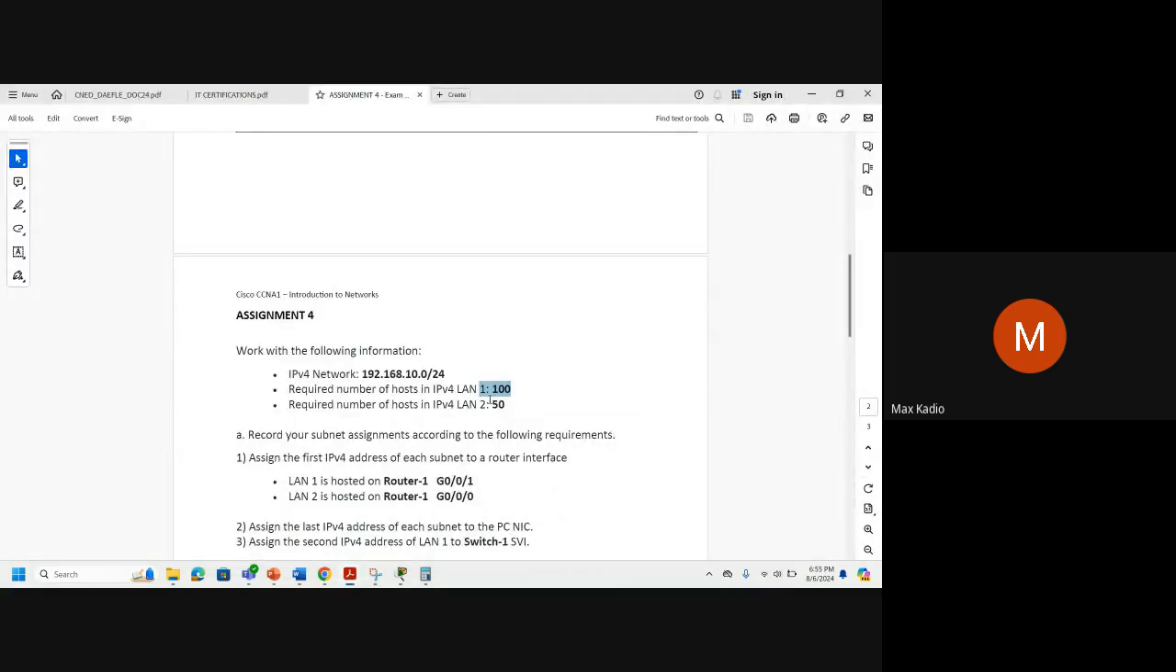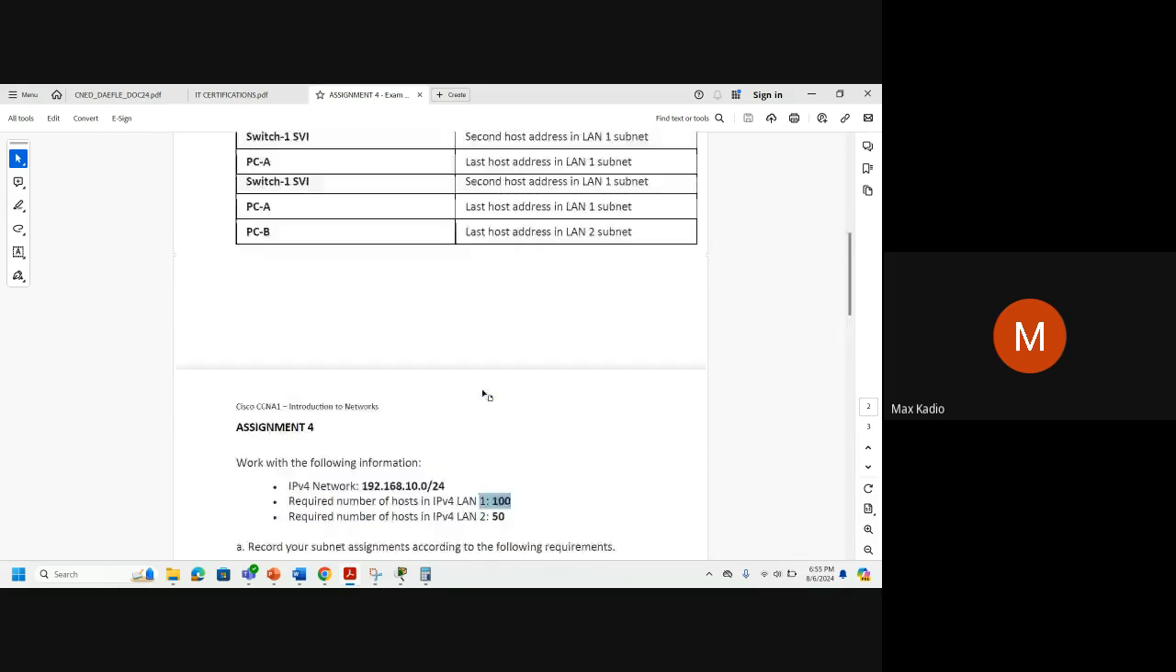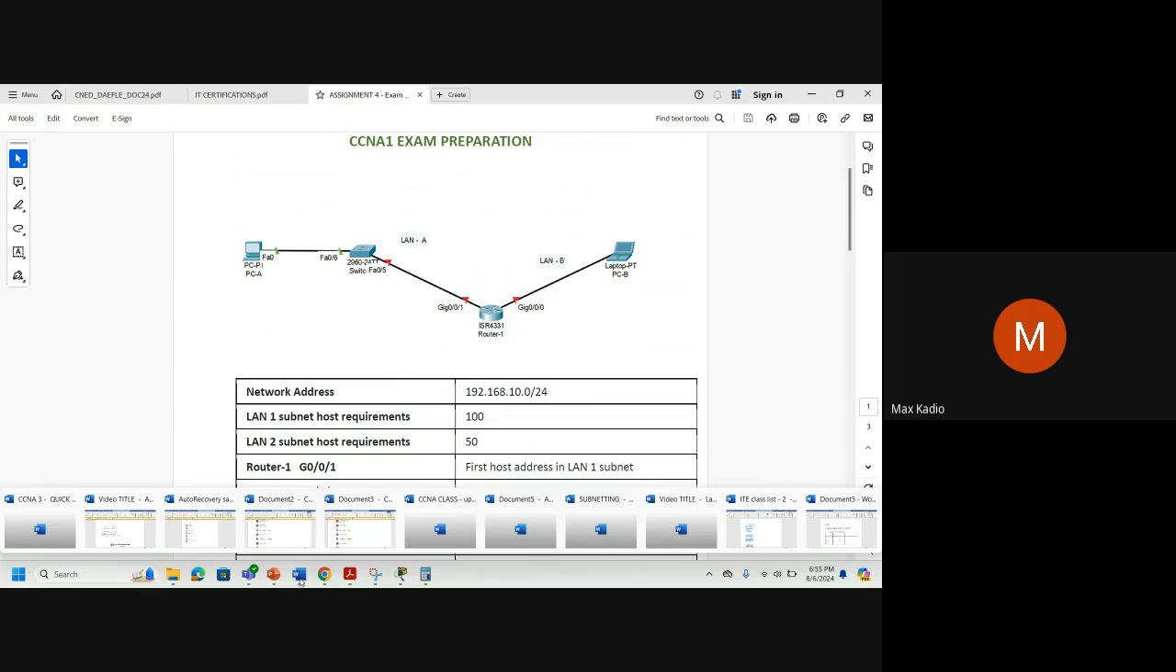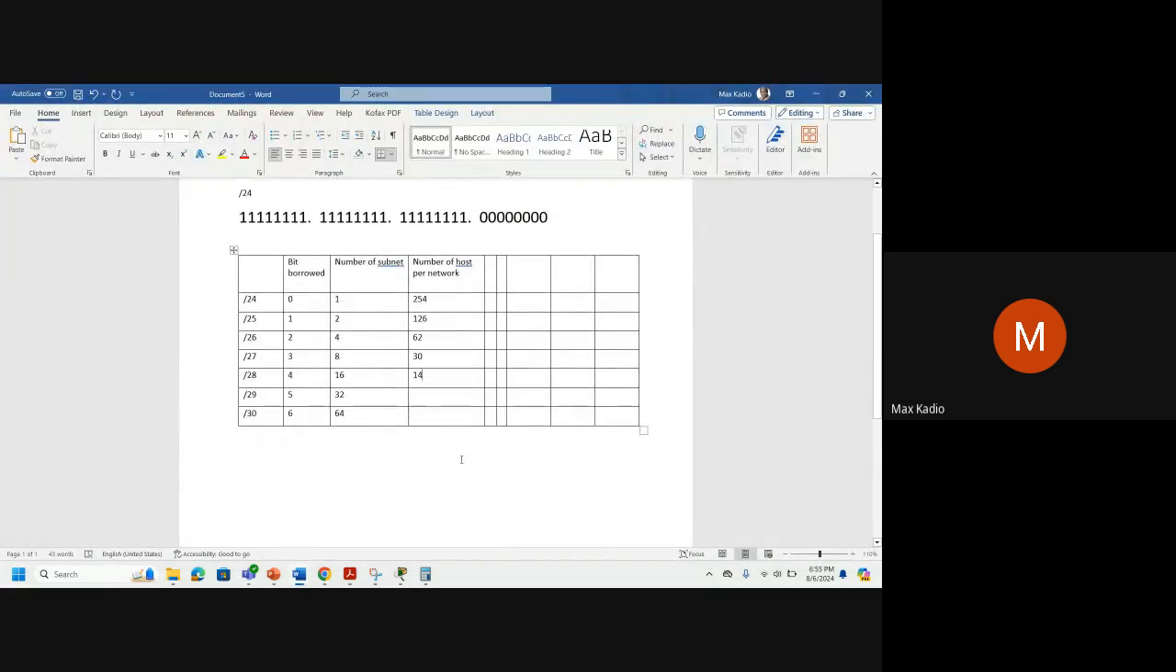Now in our question, we say we need 100 hosts for this LAN. So you take your table. If I say /28, the maximum of hosts is 14. I need 100. If I say /26, the maximum of hosts is 62. It's not good. If I say /25, the maximum is 126. I need 100, so it's fine. So I can take this one.